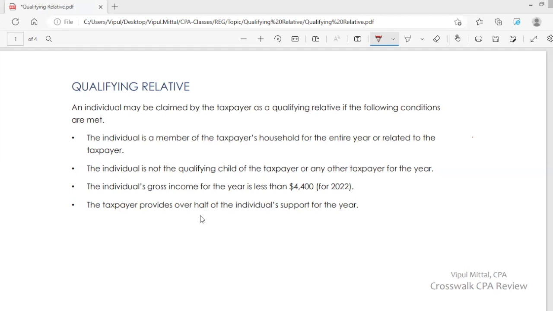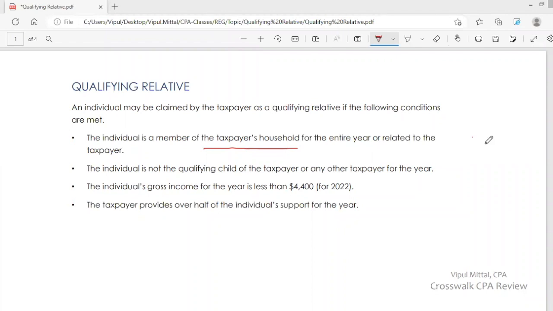All right. So you are a taxpayer and you want to claim an individual as your qualifying relative, then that individual is a member of your household. So the individual is a member of the taxpayer's household for the entire year or related to the taxpayer. So you can claim an individual as your qualifying relative if that person is staying in your house, is a member of your household.